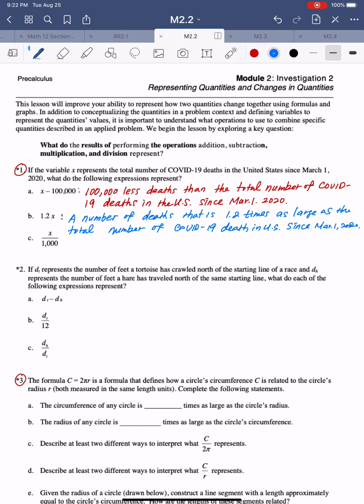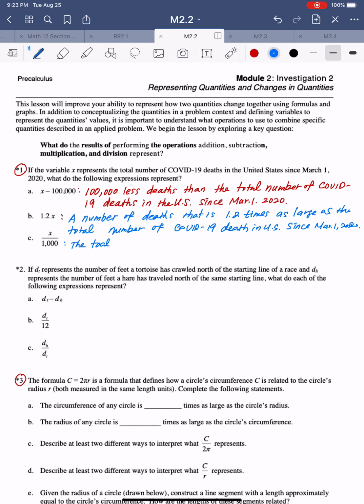All right, what about C? C is about division. The total number of deaths in the United States from COVID-19 since March 1st, 2020 has been divided by 1,000. So the meaning of this one is the total number.